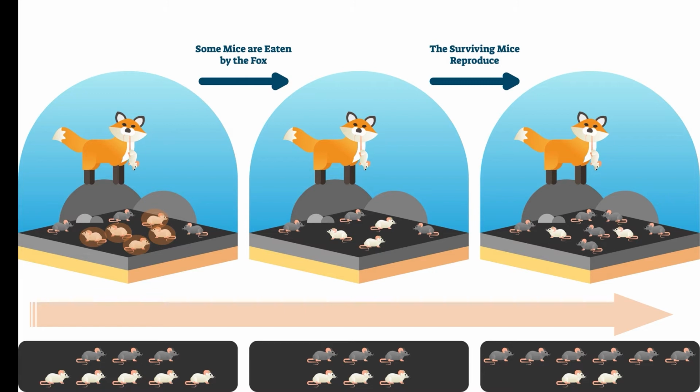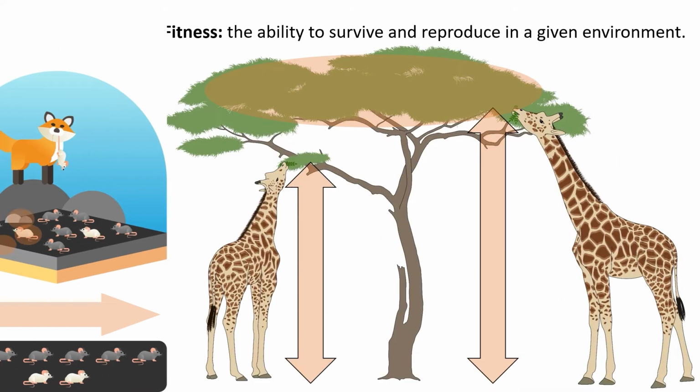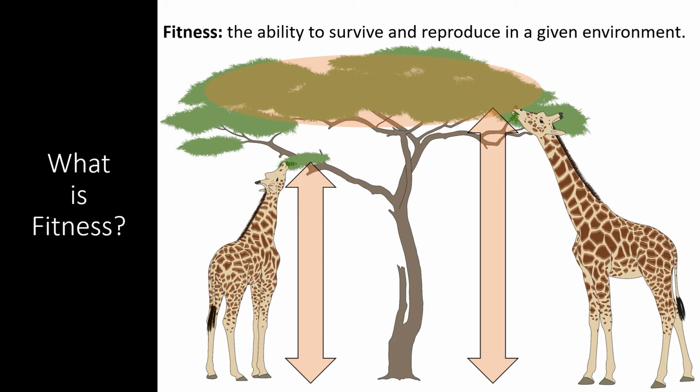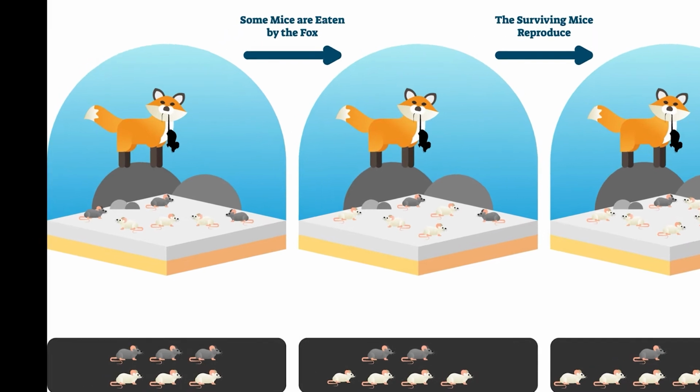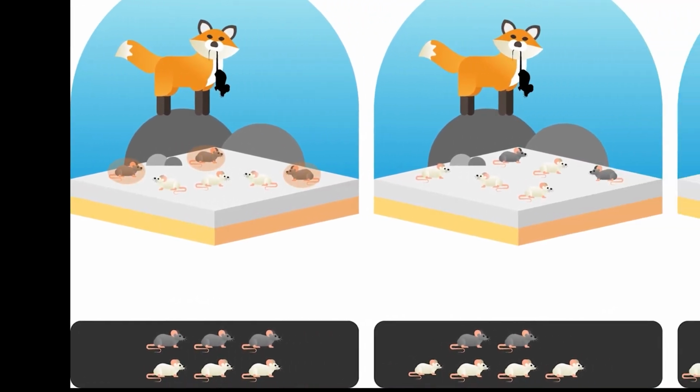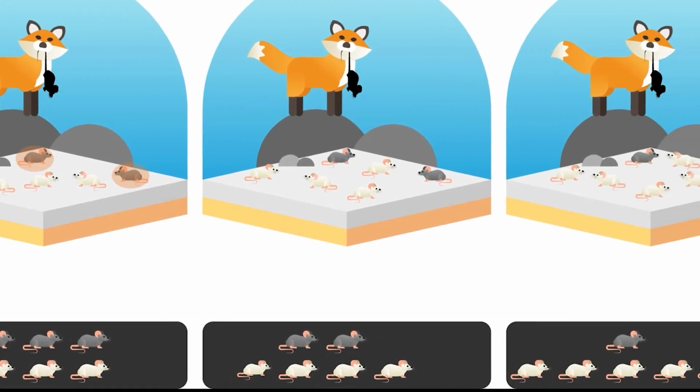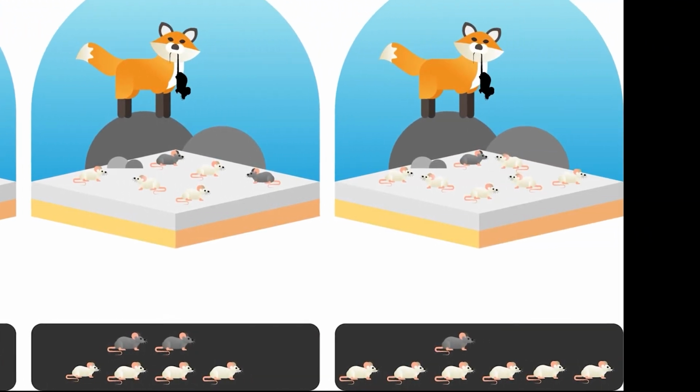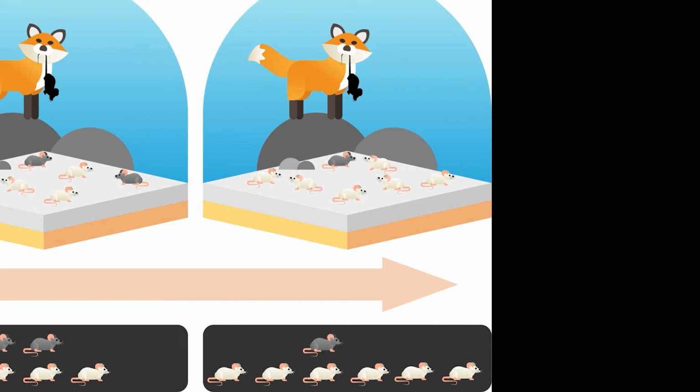In this section, we're going to look at how fitness is impacted not only by the molecules organisms create, but also by the environment they live in. So, what if those same mice existed in a much lighter colored environment? In this case, the black mice would be much easier to spot. Therefore, the black mice would be eaten more often by the fox, leading to a decrease in the proportion of black mice in the future population.